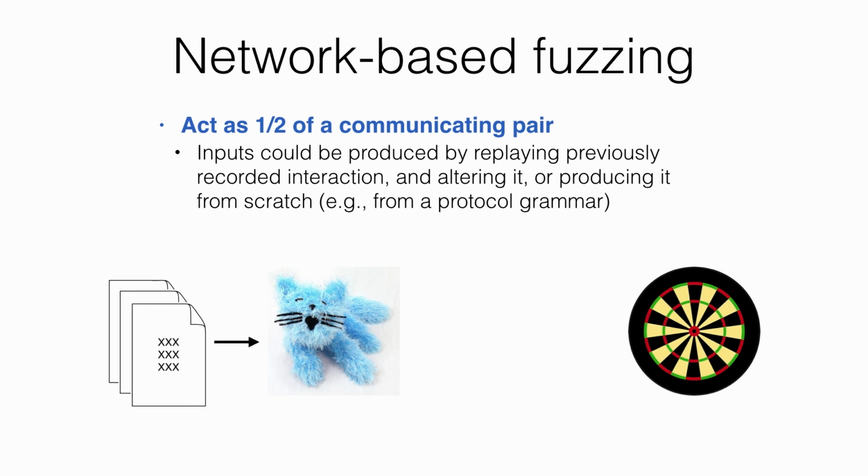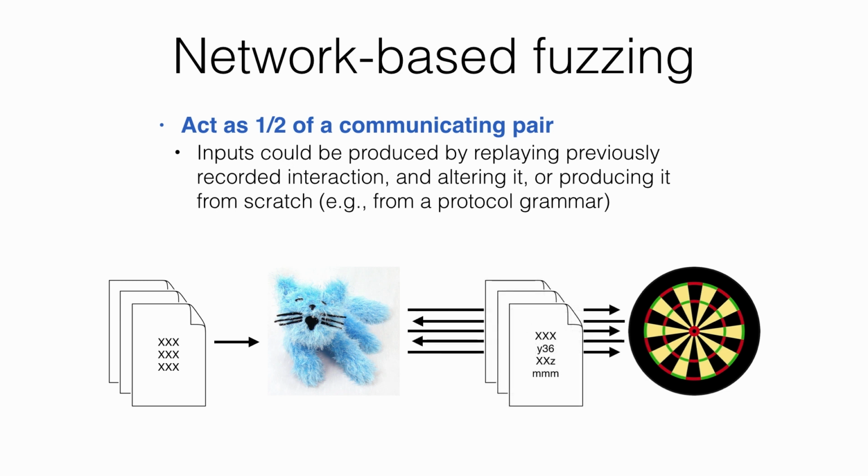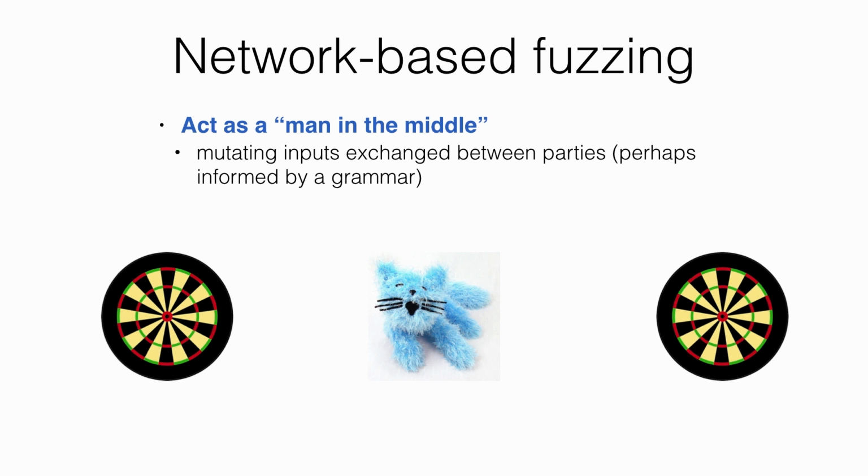Here we can imagine the interaction specification being given to the fuzzer. The fuzzer can then interact with the target, mutating that interaction input until the target potentially crashes. Another role for a network-based fuzzer is to act as a man in the middle, mutating inputs exchanged between parties, again with those mutations possibly informed by a grammar.